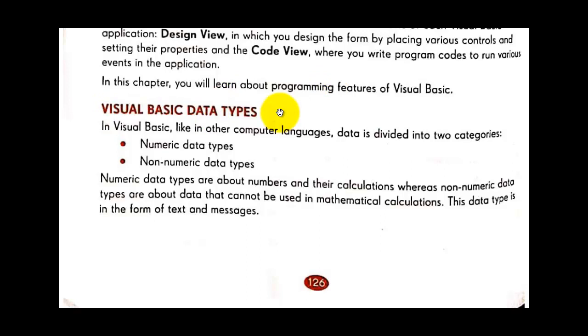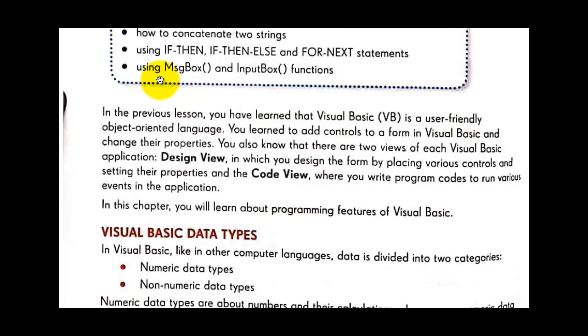In Visual Basic, there are two types of data types. The first one is numeric data types, the second one is non-numeric data types. And as we have learned in the previous chapter, in a Visual Basic application you have two views, the first one is the design view and the second one is the code view. Got it?